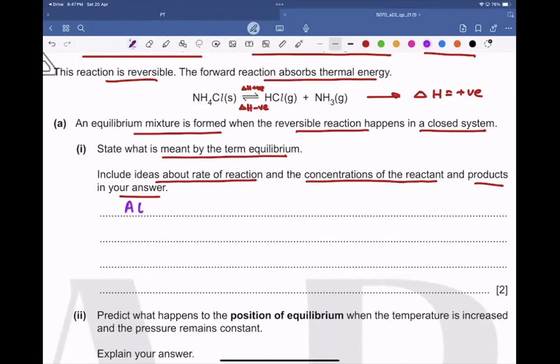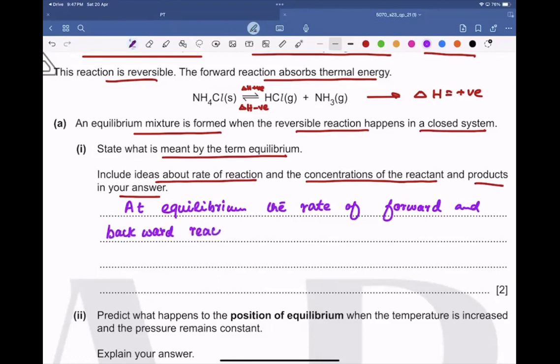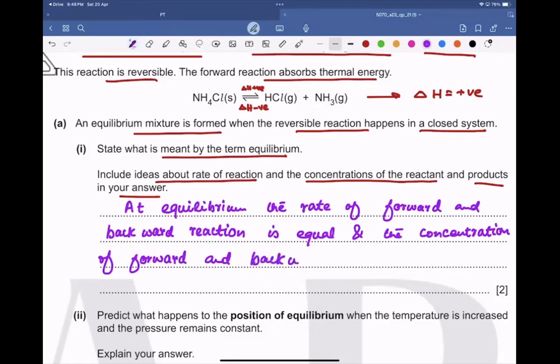So I can write, at equilibrium the rate of forward and backward reaction is equal, and the concentration of reactants and products is constant.